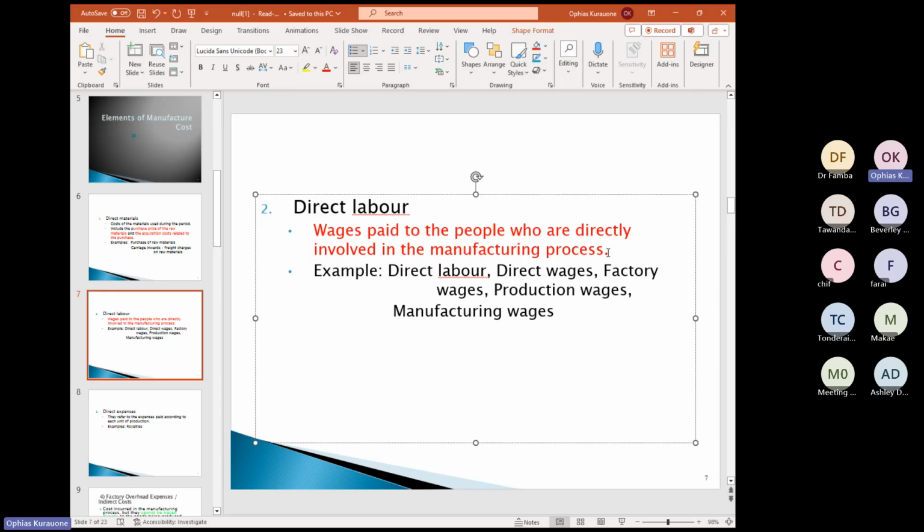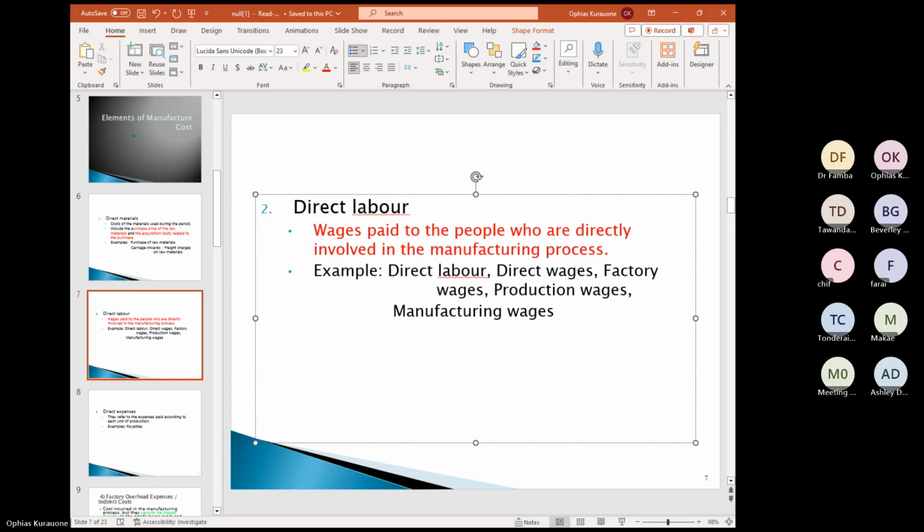And those people who are not directly involved, such as the administrators and supervisors, are not part of direct labor. So examples of direct labor are direct wages, factory wages, production wages, and manufacturing wages. These are the people who are directly involved in the manufacturing process of our goods. So that is what we call direct labor.